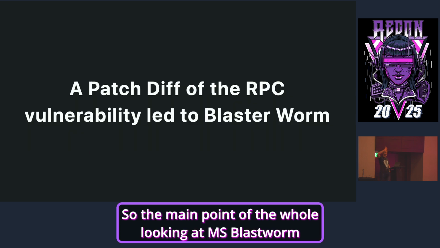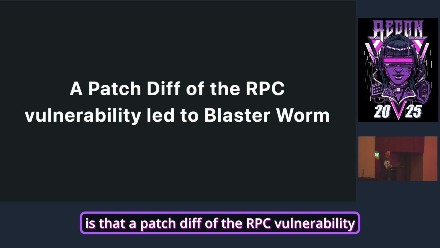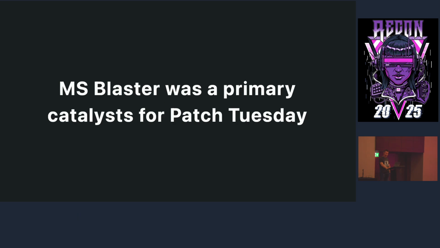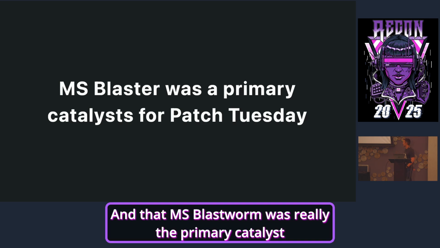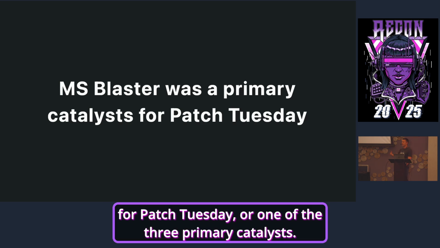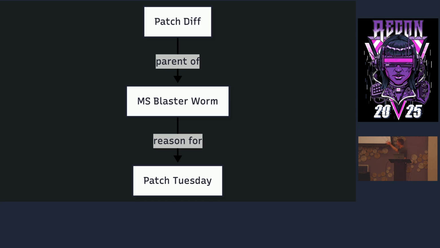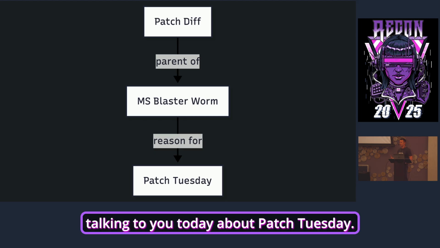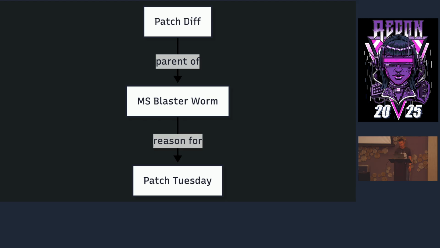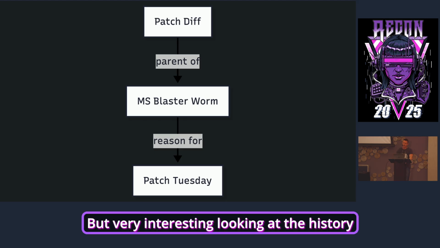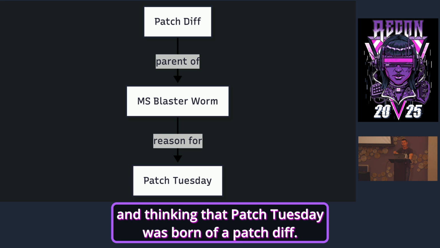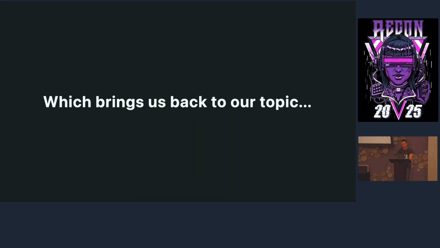So the main point of the whole looking at MS Blaster worm is that a patch diff of the RPC vulnerability led to Blaster worm, and that MS Blaster worm was really the primary catalyst for Patch Tuesday, or one of the three primary catalysts. And so you have this patch diff being the parent of Blaster worm, being the reason for Patch Tuesday, and probably the reason why I'm standing here talking to you today about Patch Tuesday. But very interesting looking at the history and thinking that Patch Tuesday was born of a patch diff.